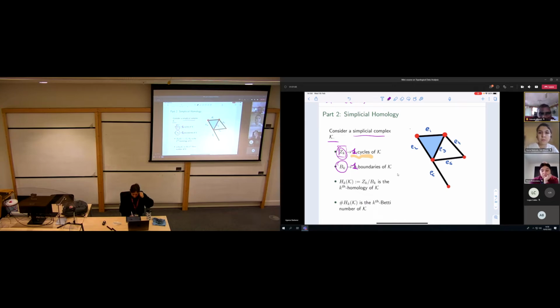Given the set of cycles and the set of boundaries, and now I'm going to do a little bit of handshaking, we can define the kth, or for us, first homology group, or homology set in our case, of the simplicial complex K, the quotient of cycles over boundaries.